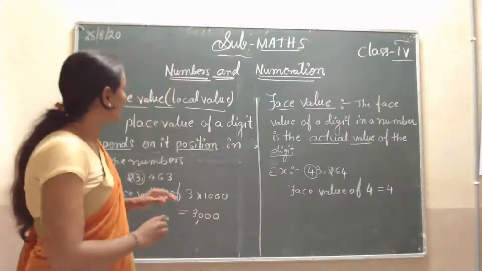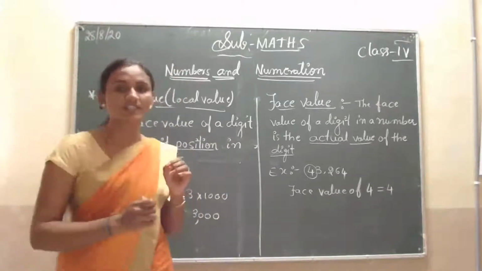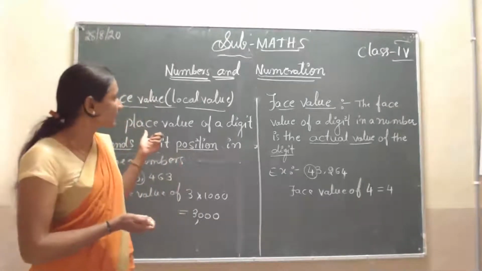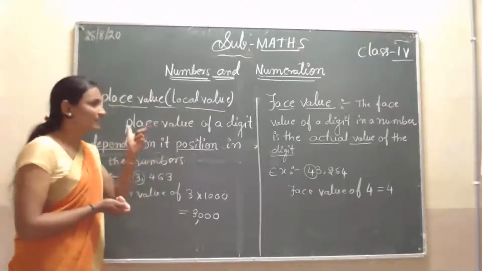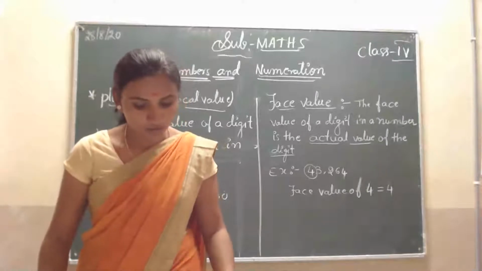In comparing face value and place value, the face value is always the digit itself, while the place value depends on the place. Now I will explain the exercise.